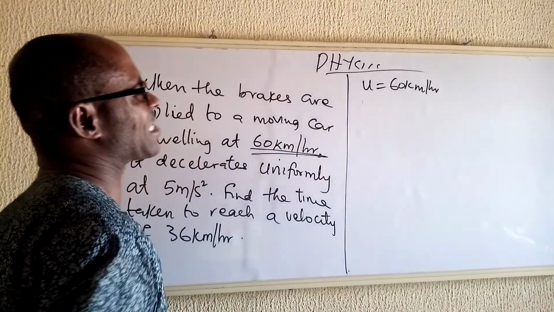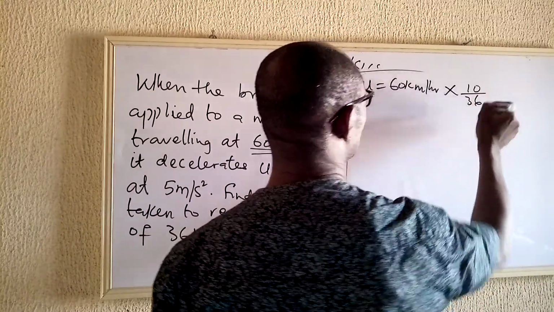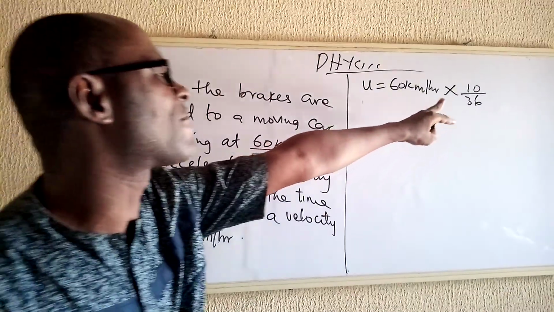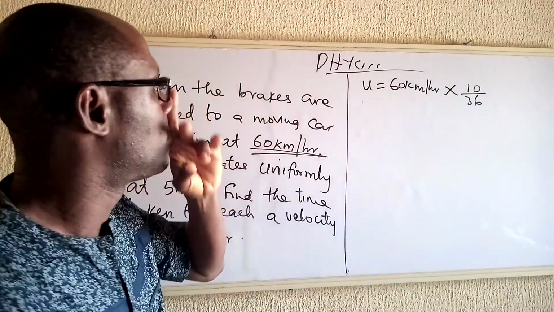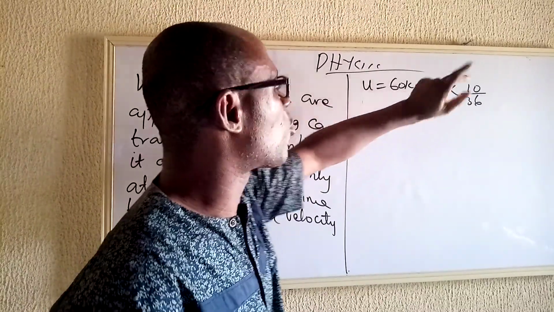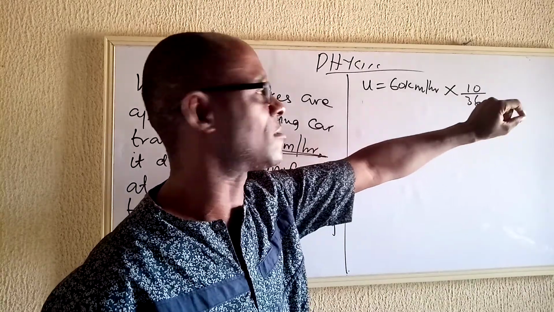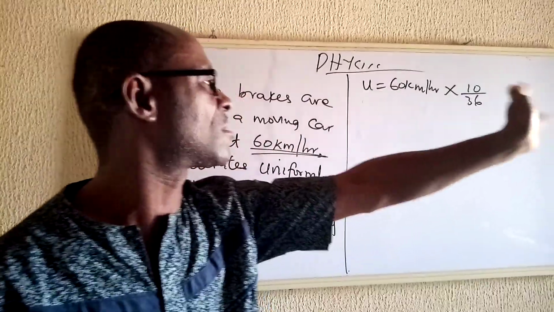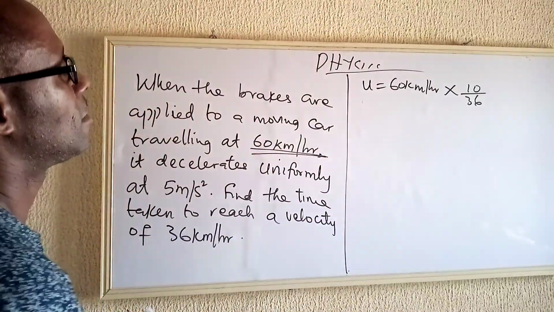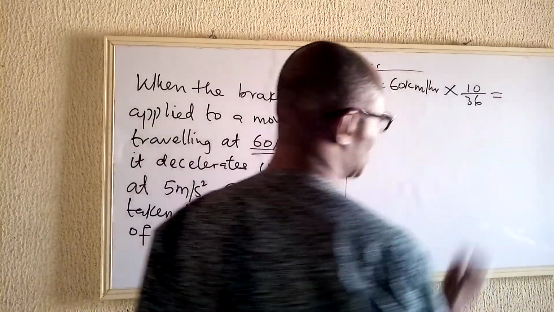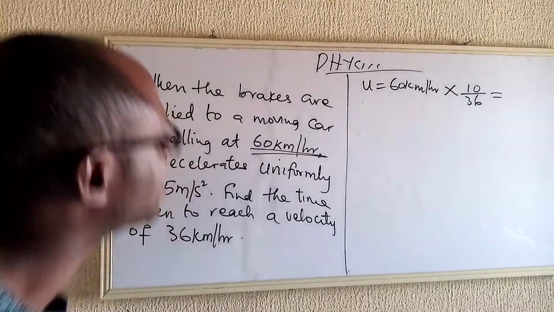As we did in the previous example, we multiply by 10 over 36. This 10 over 36 is derived from 1000 over 3600. Please take note, because 60 kilometer is 1000 meters and an hour is 3600 seconds. So by the time you cut out the last 2 zeros, you arrive at 10 over 36. So take note of that. This actually gives us, what did you get the other time? That's 16.7.